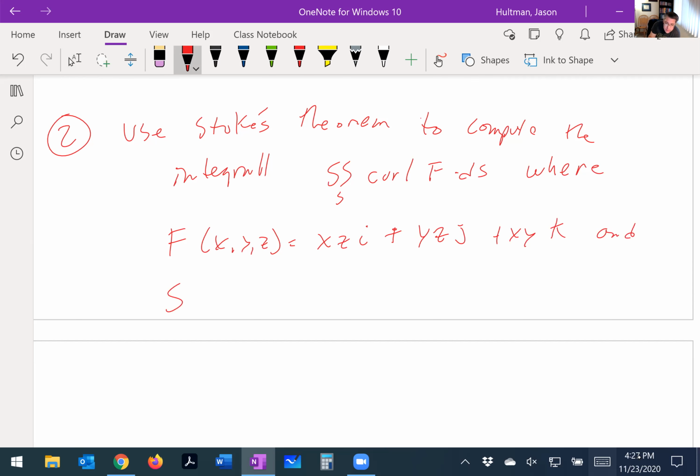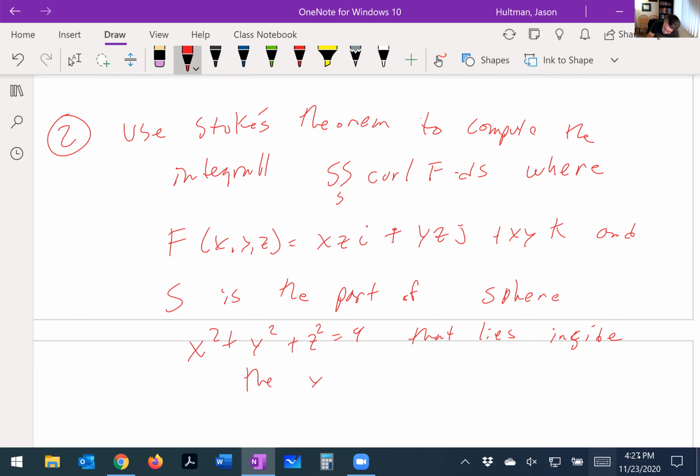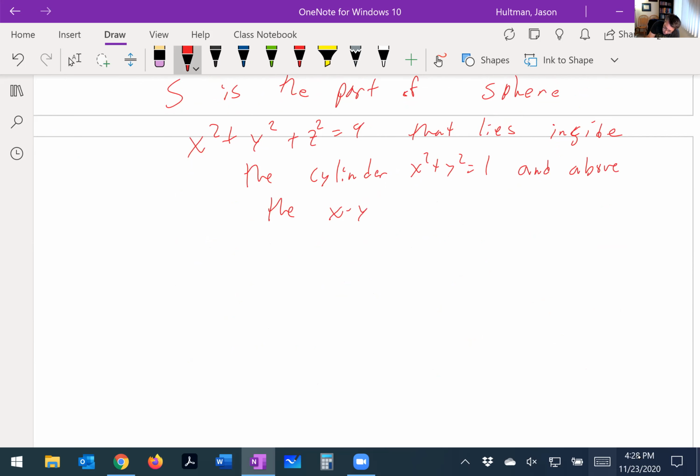And S is the part of the sphere x squared plus y squared plus z squared equals 4, that lies inside the cylinder x squared plus y squared equals 1, and above the xy plane.